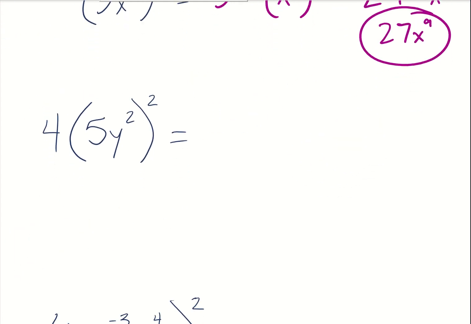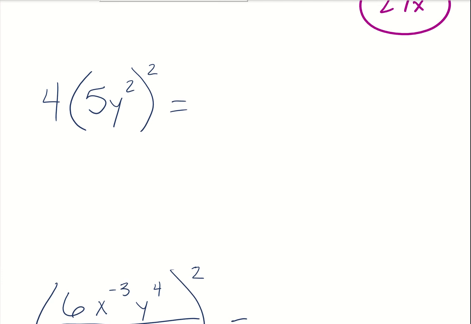All right. The next example, we have 4 times, in parentheses, 5y squared. So on this, I'm going to go ahead and pull this 4 out and just pull it away from the parentheses. We're going to save it for last. Even though it's in the front, we're going to do it last.